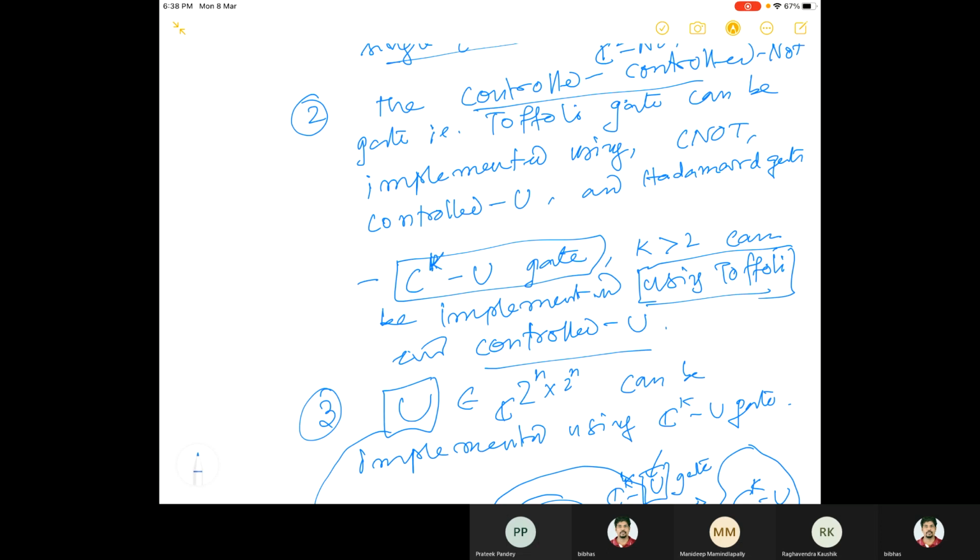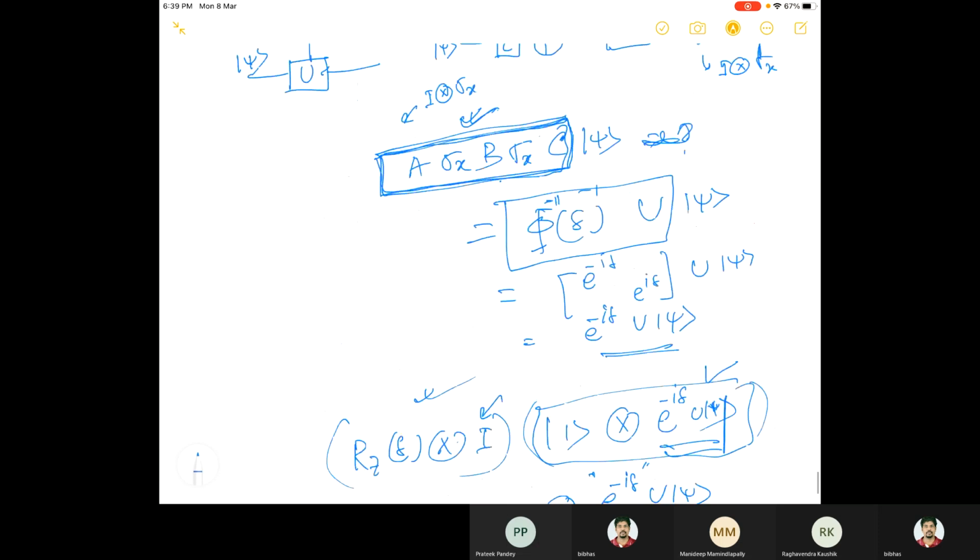Now I'm trying to prove that my Toffoli gate can be implemented using CNOT, control V, and Hadamard. Control V I have already seen. This can be implemented using CNOT and single qubit gates. So if I prove that Toffoli gate can be implemented using CNOT, control V, and Hadamard, then I can conclude that C to the power k NOT gate, let's say our U gate, can be implemented using single qubit and CNOT gates, because Hadamard is single qubit, CNOT is the CNOT, and control V is also a combination of single qubit gates and CNOT. So let me just write it down.